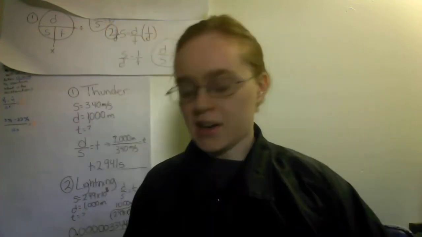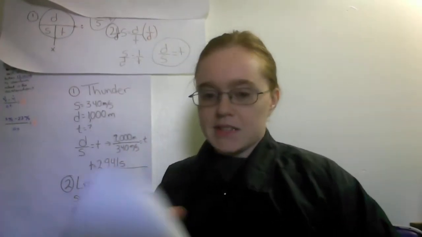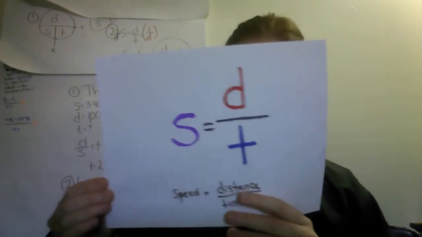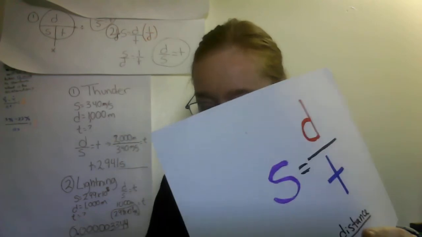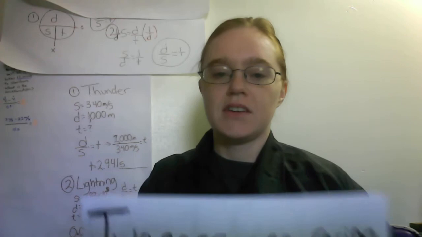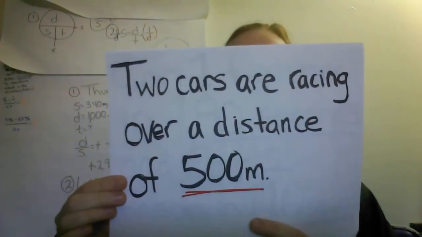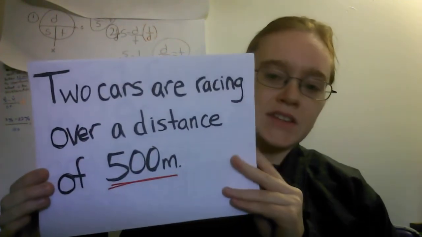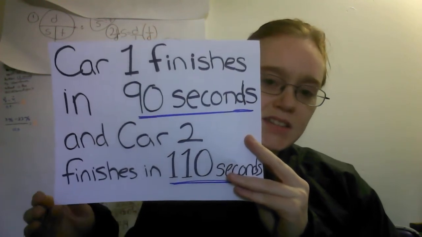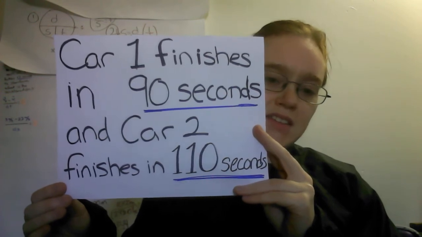So then let's look at an actual physics problem here. Similar format. We have speed equals distance divided by time. In this particular problem, I do have the key clue word of distance. 2 cars are racing over a distance of 500 meters. Car 1 finishes in 90 seconds and car 2 finishes in 110 seconds.